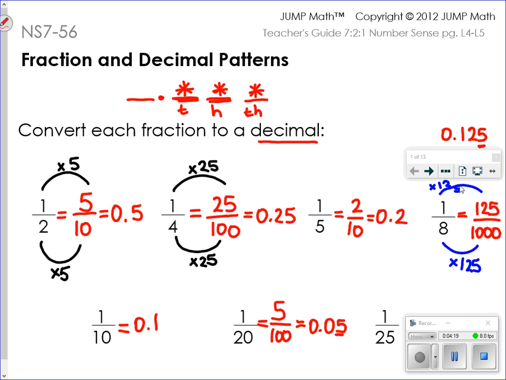Okay, and then 1/25. Well, I can write that as hundredths. What do I multiply my denominator by? 25 times 4. So on the top, 1 times 4, 4 hundredths. And I write that as a decimal with 4 ending in the hundredths position, the second place after the decimal. Okay, so whenever I am converting a fraction to a decimal, I need to convert it first to either tenths, hundredths, or thousandths, because those are my decimal positions, right?